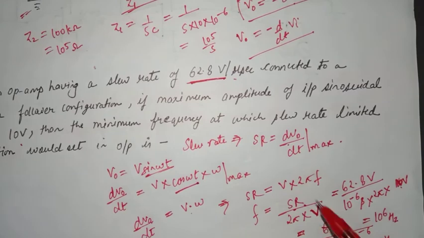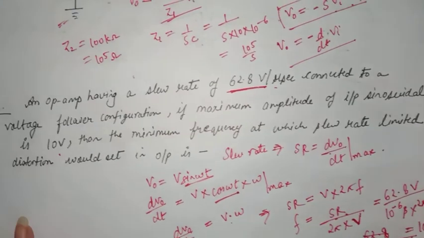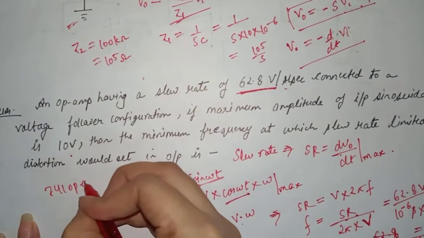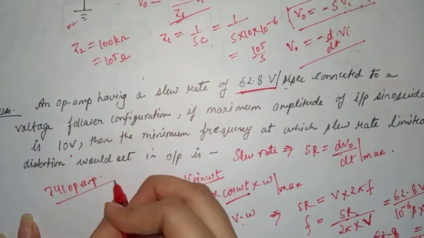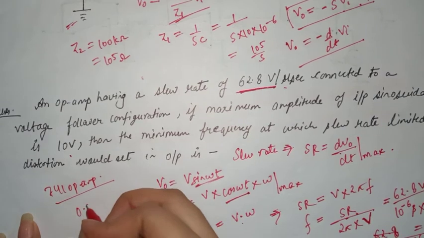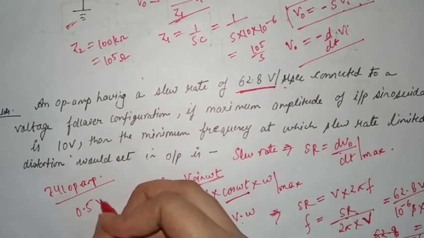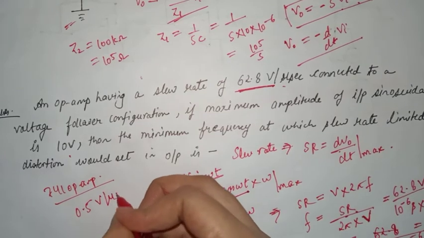So the slew rate is the maximum change in output voltage with respect to time. And in case of 741 op-amp, generally the slew rate value is taken as 0.5 volt per microsecond.